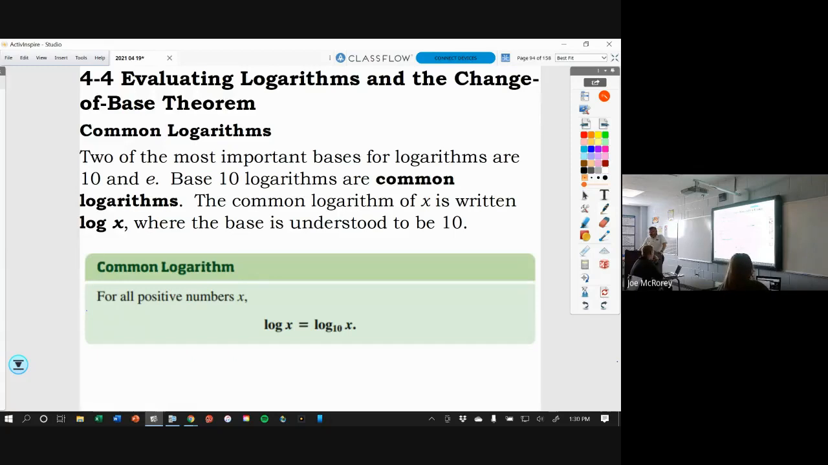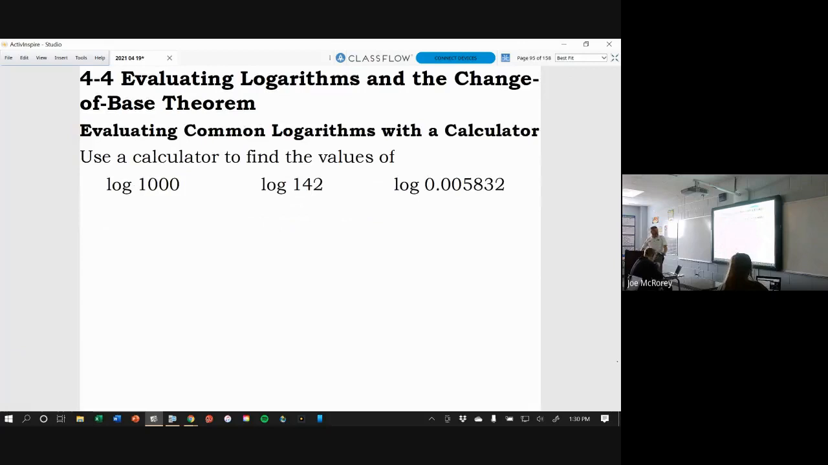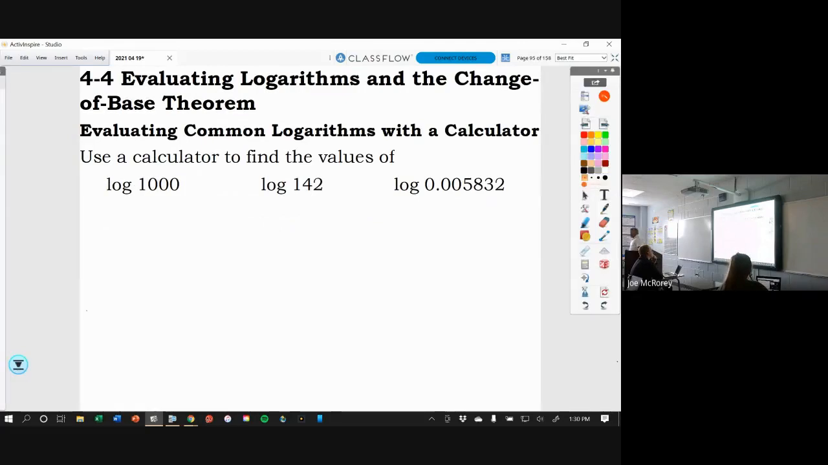So we'll start off talking about some common log calculator usage. It's a matter of just typing in the calculator. So log of 1,000. Well, if the base is 10, you don't actually need a calculator for this. 10 to what power is 1,000? 3, right? 10 to the third power is 1,000. If you type in your calculator, log 1,000, enter, it's going to say 3.